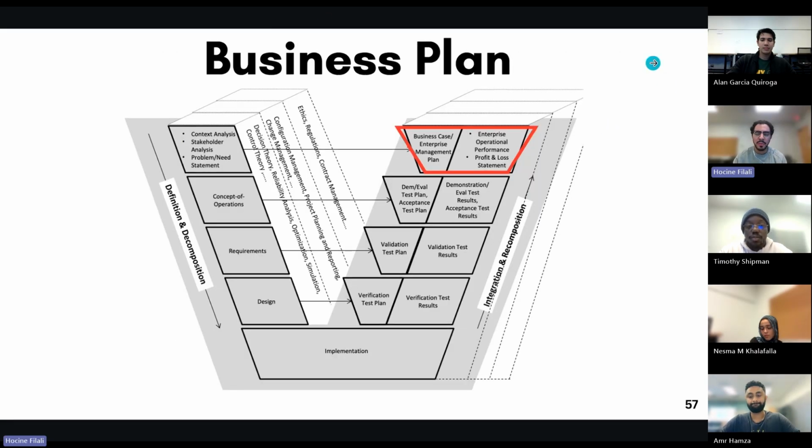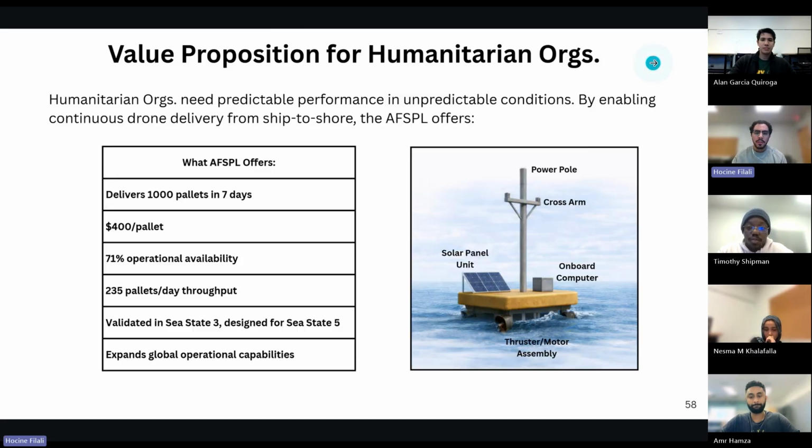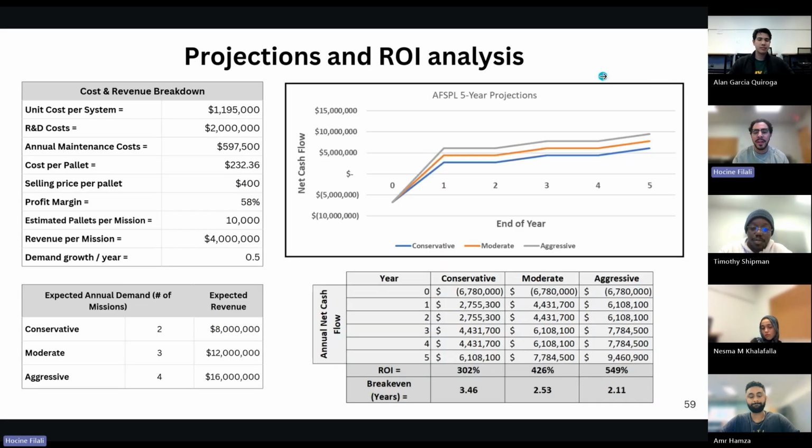All right, wrapping up with our business plan. So value proposition for humanitarian organizations. The main takeaway here is that the AFSPL can deliver 1,000 pallets within 7 days at a cost of $400 per pallet. Our projections and ROI show that even with a conservative approach, we have an ROI of over 300% and a break-even point of 3.5 years.